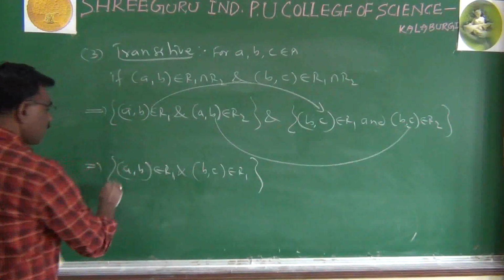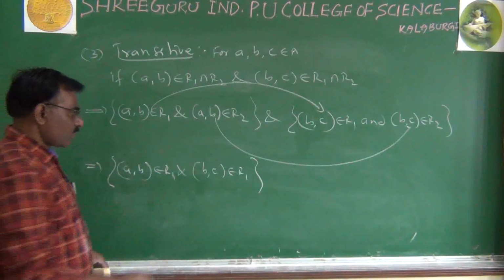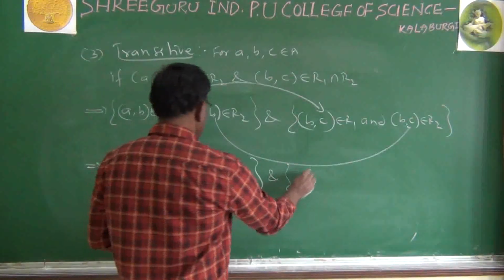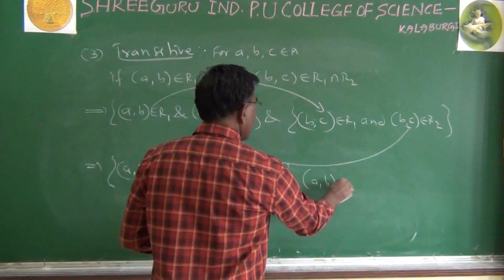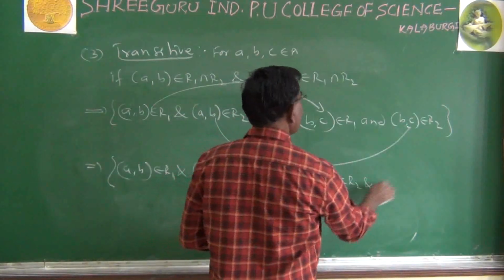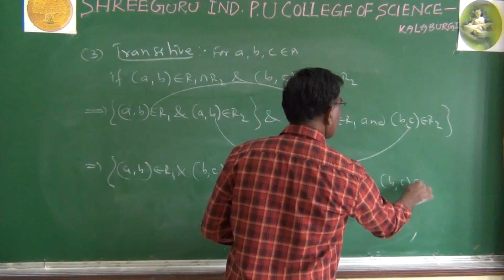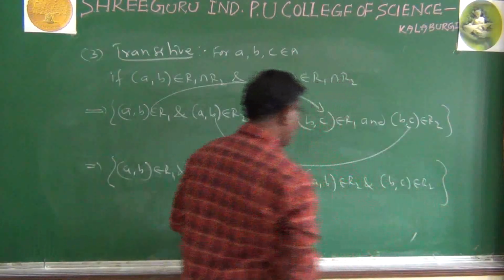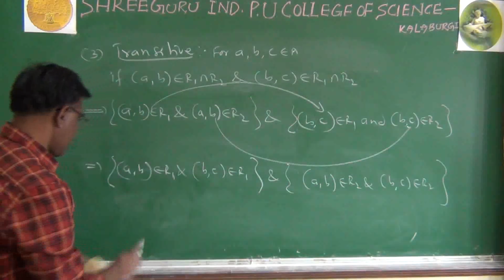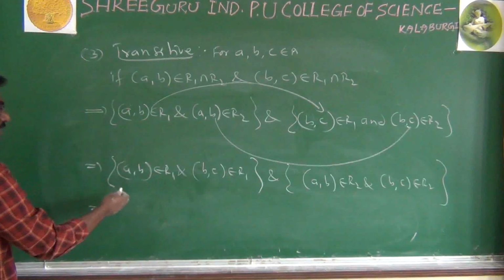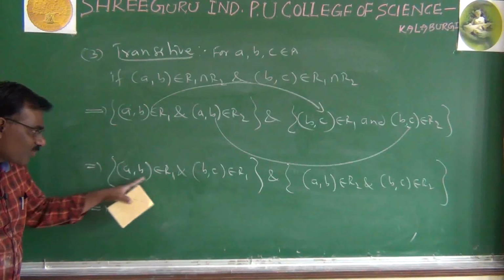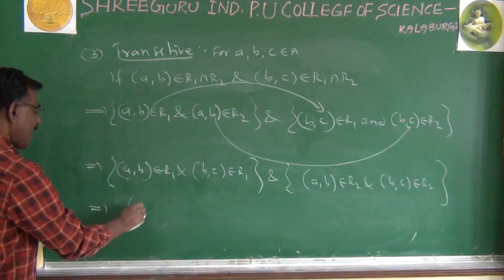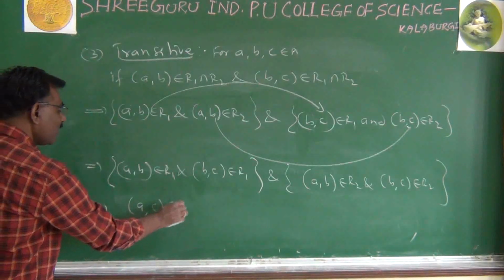You have to select one side and take relation R1. And the other one: a, b belongs to R2 and b, c belongs to R2. R1 on one side, R2 on the other side. It implies, what is the transitive? a, b and b, c, so a, c belongs to R1.